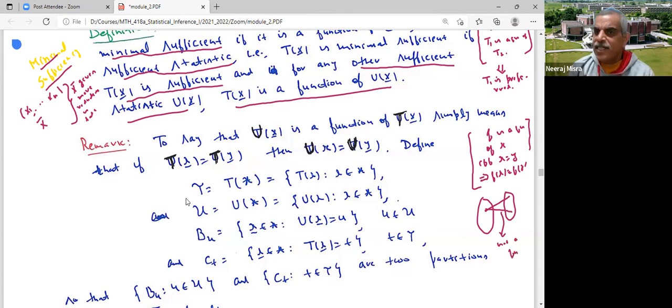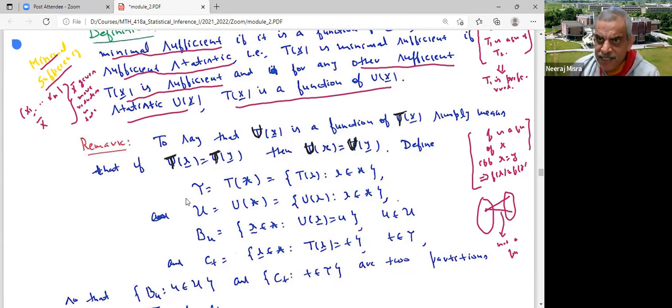Right? Because the same point cannot go to different values. That violates the definition of a function. So a function ensures that if x is the same as y, then f(x) should be the same as f(y). So when I say that U(x) is a function of T(x), what does that mean? That means if T(x) is the same as T(y), then U(x) should be the same as U(y). That is exactly what it means.